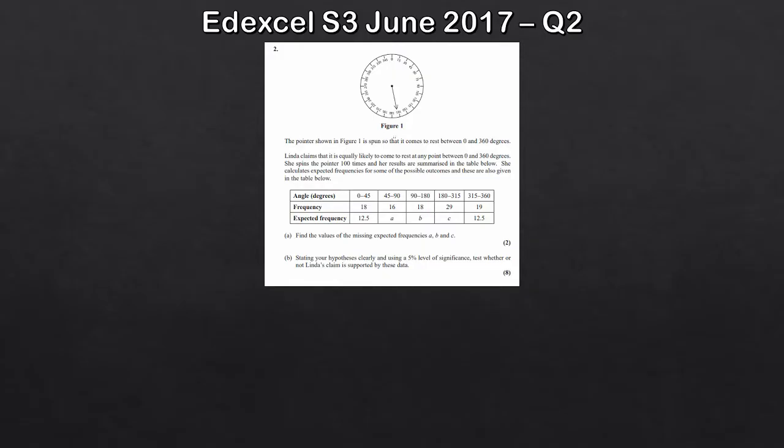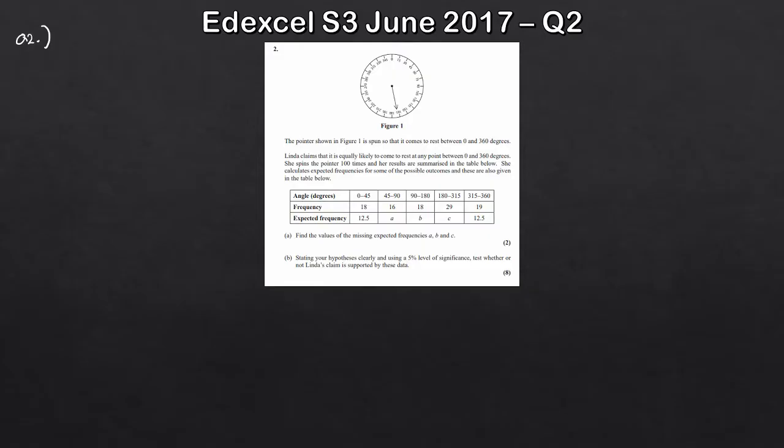Okay, so basically she's just testing whether it's equally likely to come to rest at any point. So what we've actually got here would be a continuous uniform distribution, okay? If basically it can rest at any point and it's equally likely. So what we'll do is we'll do it up here to start with. So question 2. So we've actually been given 2 of the expected frequencies. So if we see if we can figure out using that how to work out the rest. So for the angle between 0 to 45 degrees, we're told that the expected frequency is 12.5.